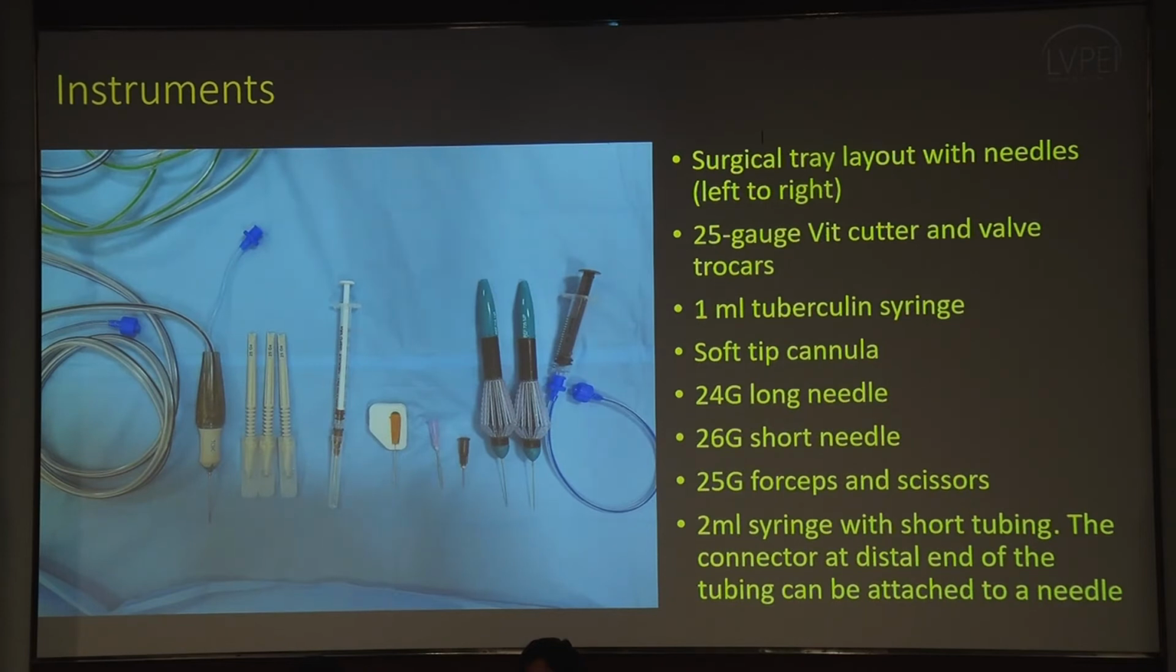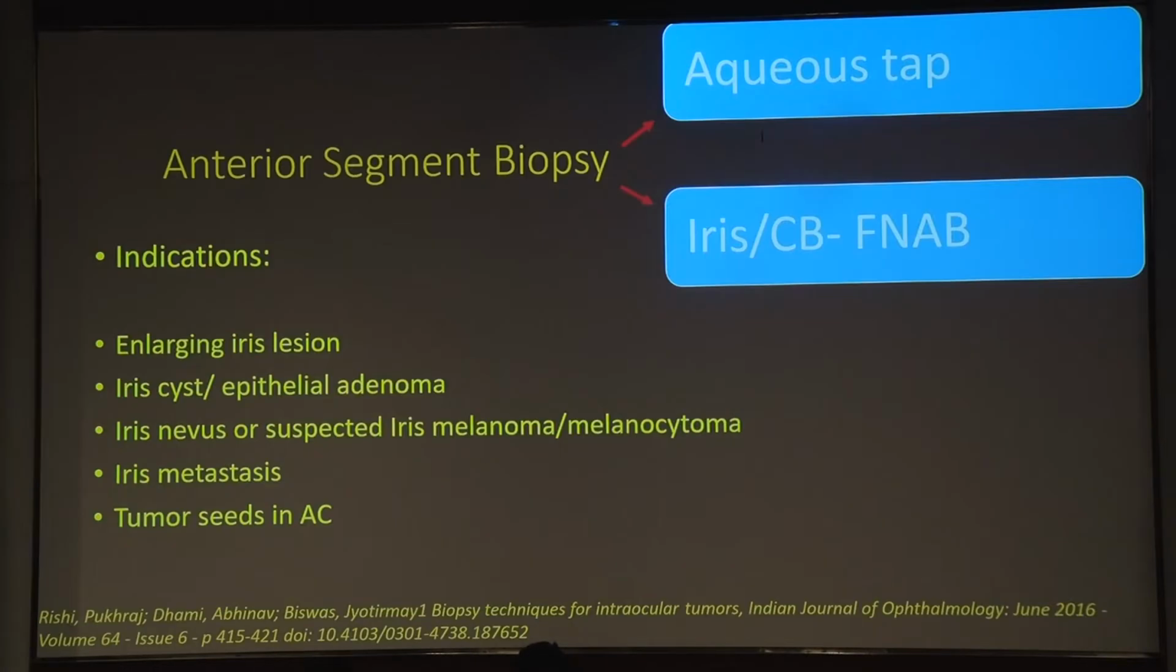The instruments, I think this is a very, very important slide. Before we plan for any biopsy, you need to plan well ahead what all the instruments you need in your armamentarium so that you are well prepared and there is no surprise on the table. So your 23 gauge trocars, your instrumentation, needles, flute cannula, scissors, all things should be kept handy before we plan for any biopsy.